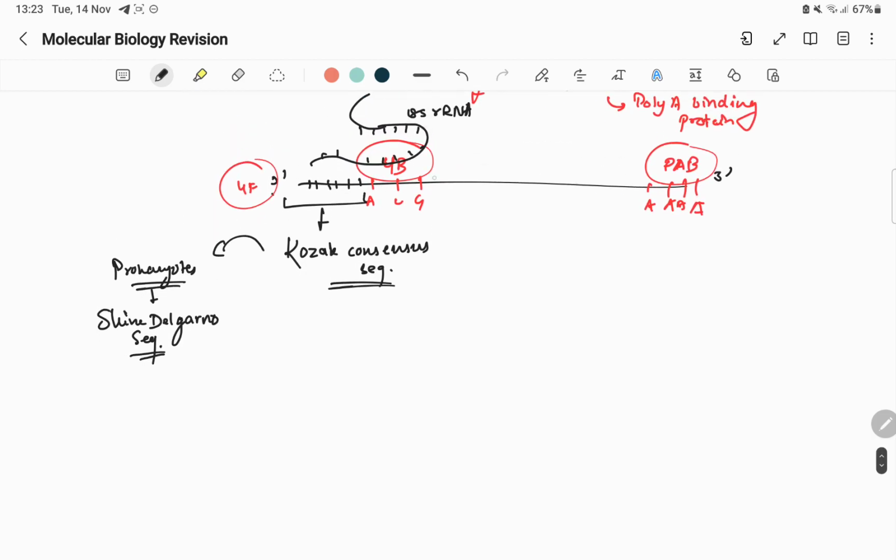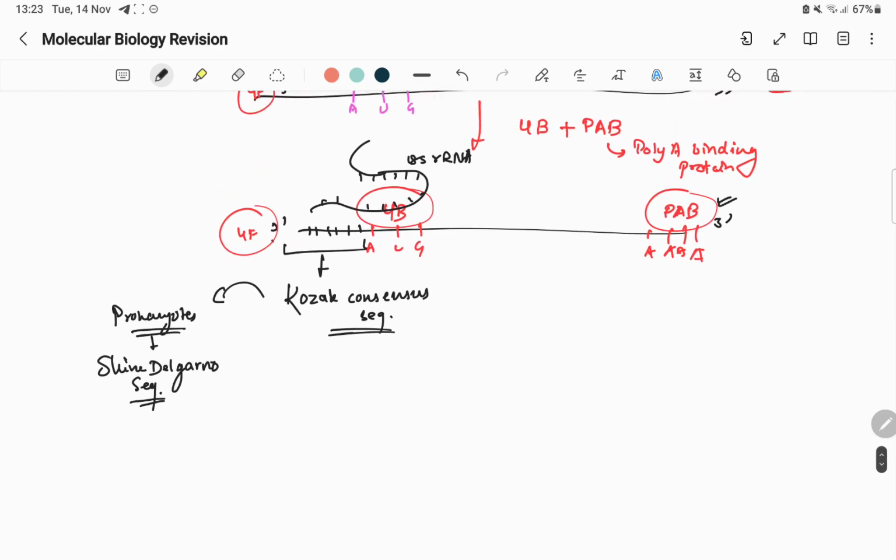So 4B, what is the function of 4B? It recognizes the AUG sequence. And what is the function of PAB? PAB will recruit the 40S subunit. Okay, it will recruit the 40S subunit to the mRNA.